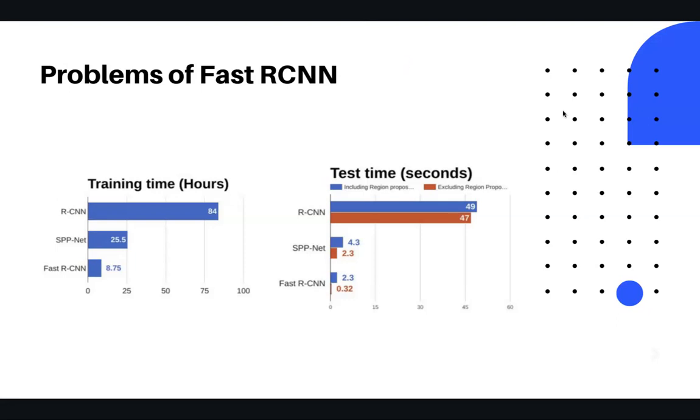Anybody? Selective search. Thank you so much, Nadeem. So yeah, selective search is basically the hardest or the slowest operation that is being done in fast RCNN. So somebody would guess faster RCNN's only increase in the architecture is replacing selective search.